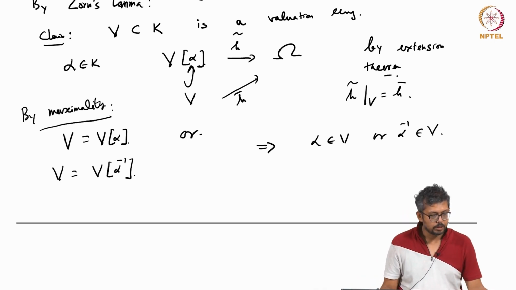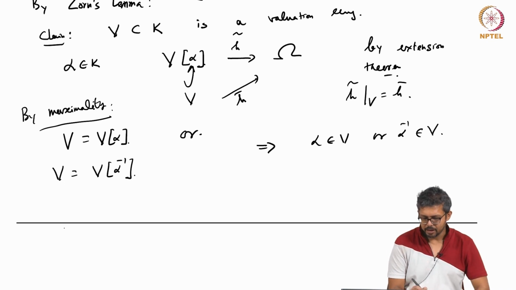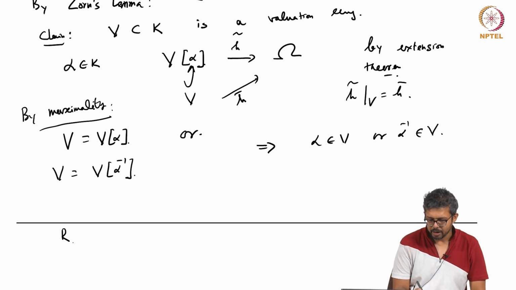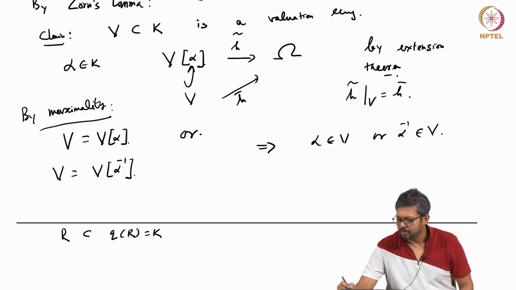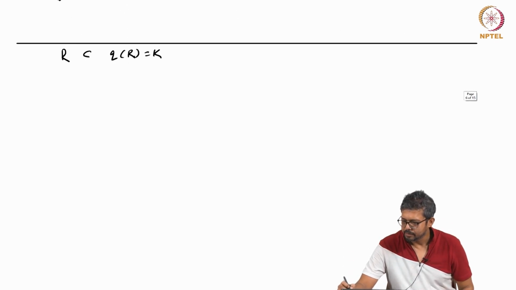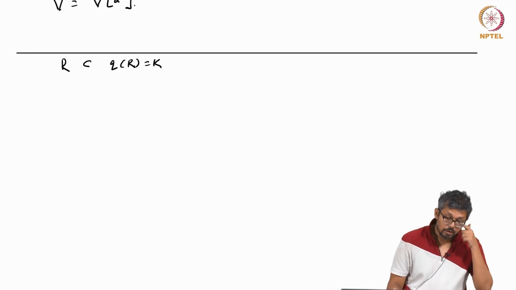Okay. So, now you know that if you have a field K, generally what you do, you start with an integral domain, and you take the quotient field of R, and this is your K. Now, you find a valuation ring of K which contains R. So, this is how things go, I mean, in practice.